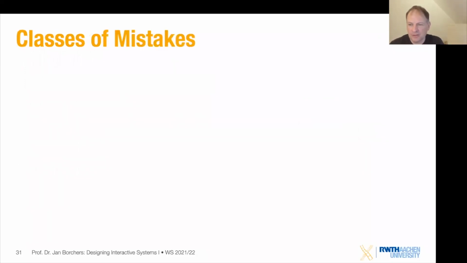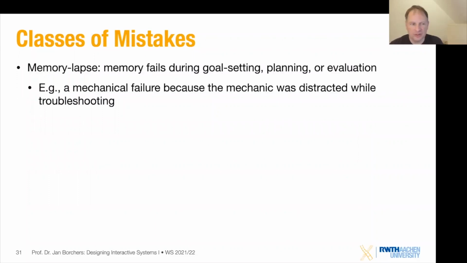There are mistakes that happen through memory lapse. And you'll find this in Norman's book in more detail. Memory lapse basically means that your memory fails during the goal setting or during the planning stage, or also on the other side of the 7 stages of action model during the evaluation phase. So for example, let's say you've got a mechanic who's troubleshooting a device and they get momentarily distracted. And so they miss something. And the result could be mechanical failure in the device. That's a mistake happening.